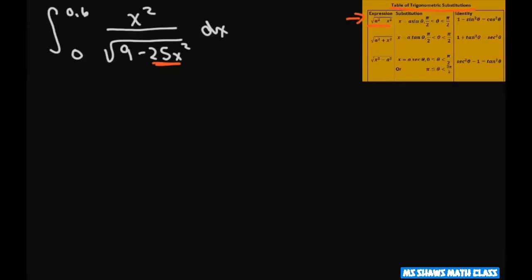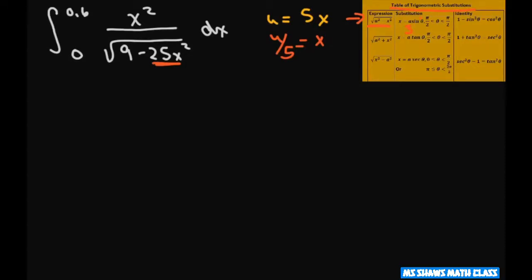So if you do this temporary substitution, because we know that 25x squared is 5x squared, we'll just let u equal 5x, and therefore x equals u over 5. And once you do some of these, it makes it easier. So basically our a is going to be 3. And this should be a negative there.